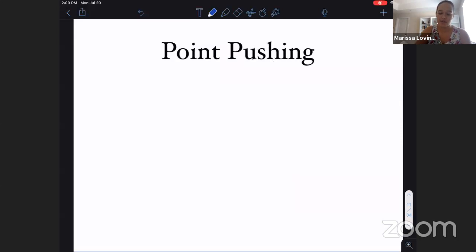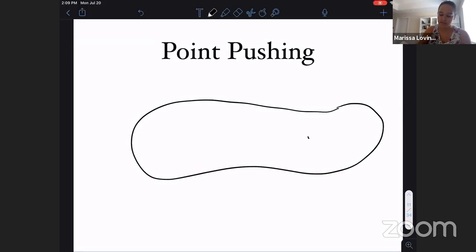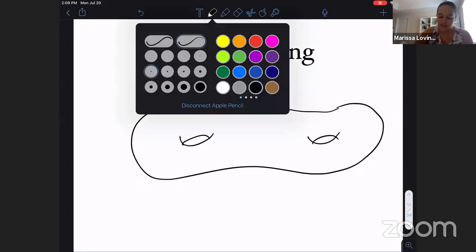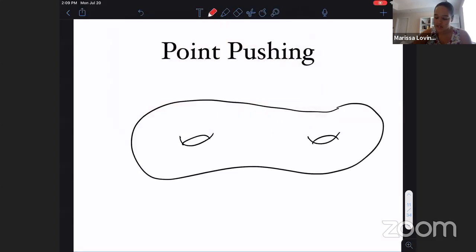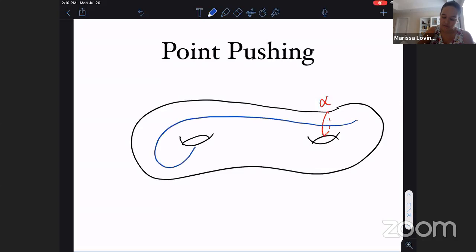And then I would be remiss if I talked about homeomorphisms of the surface and didn't talk for a moment about point pushing, because this is what I spent a lot of my PhD days thinking about. Point pushing is another really nice homeomorphism of our surface. So let's take a curve. Let's also call this alpha. And then we're going to take some other curve, beta. So let's take this curve. I'll call this curve beta.